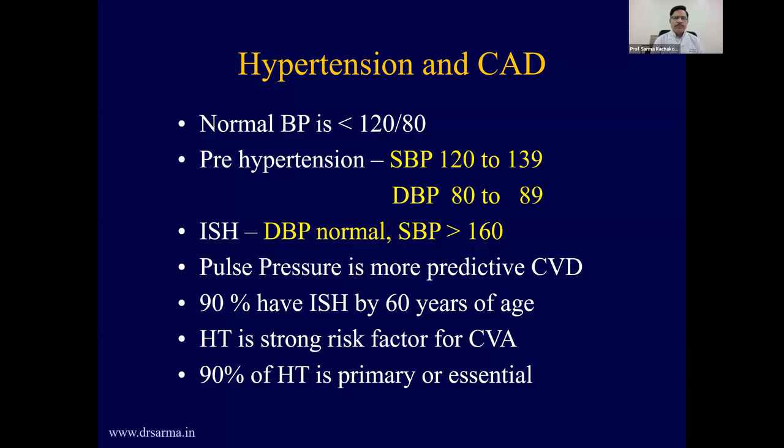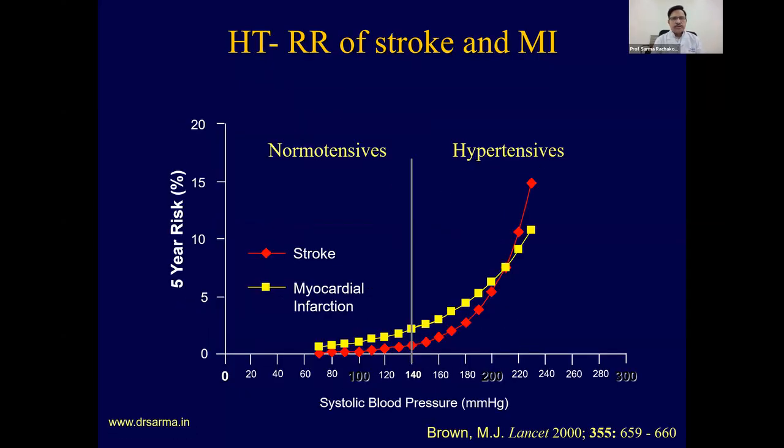Okay, the pulse pressure is more predictive of CVD. Always look for the pulse pressure. If pulse pressure is wider, it is a greater CVD risk. 90% have isolated systolic hypertension by the age of 60. Hypertension is a strong risk factor for coronary artery disease. 90% of hypertension usually is primary. In some other class, we will cover secondary hypertension.